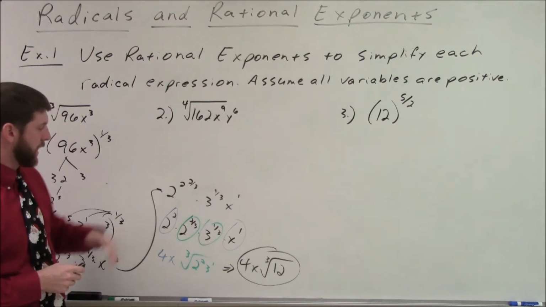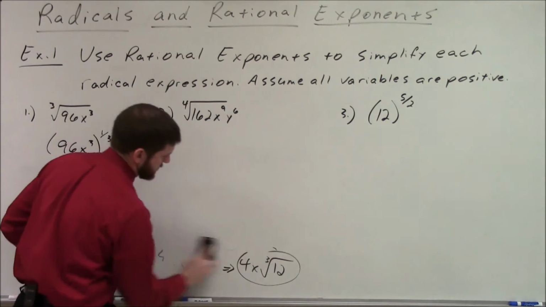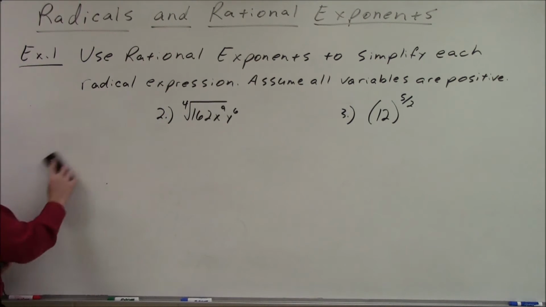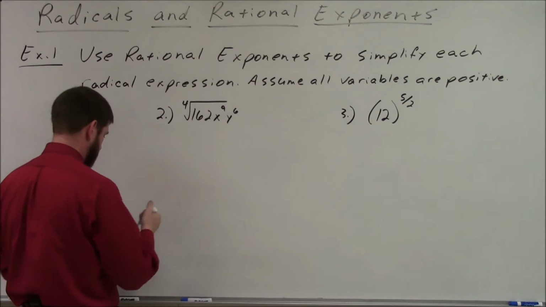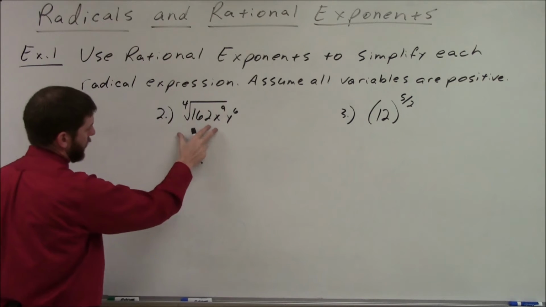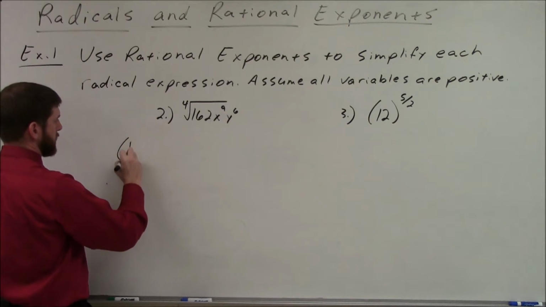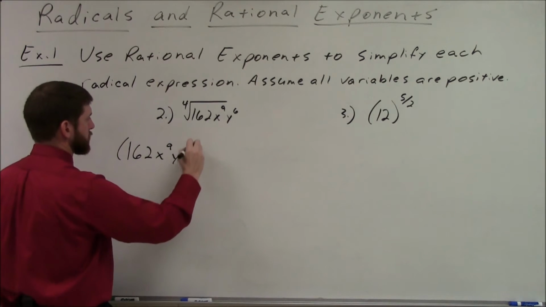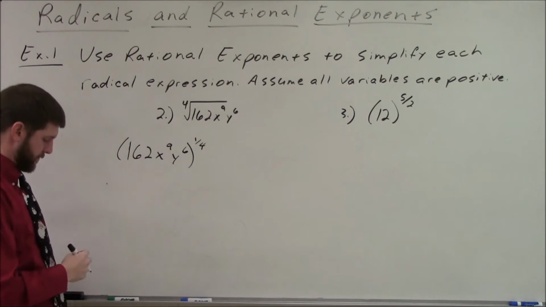Okay, hopefully you've had a couple, or you were able to get answers for both of these. Let's check and see how you did. So we're going to start out. I'm going to convert it into a radical, convert it into a rational exponent. So I'm going to get 162 x to the 9th, y to the 6th, all to the 1/4 power. Fourth root is a 1/4 exponent.